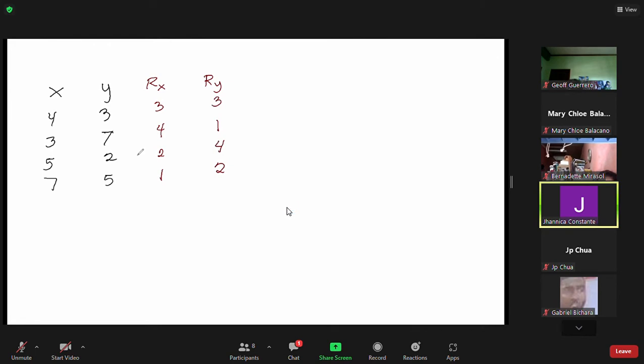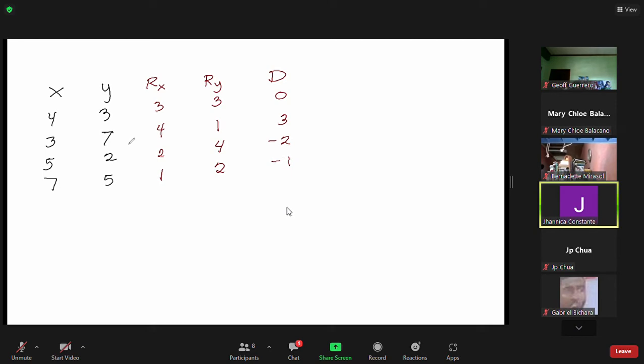After ranking both sets of values, get the difference in each rank for the x variable and the y variable. So the differences in rank: 3 minus 3 is equal to 0. 4 minus 1 is equal to 3. 2 minus 4 is equal to negative 2. 1 minus 2 is equal to negative 1. Those are the differences between the ranks of each value for x and y.